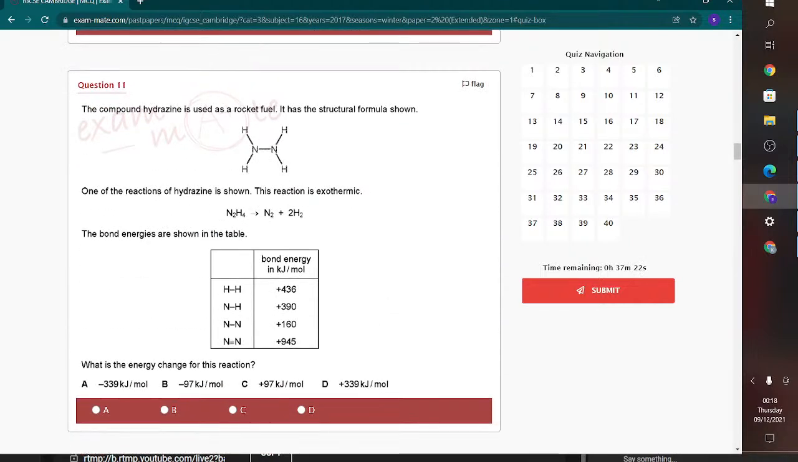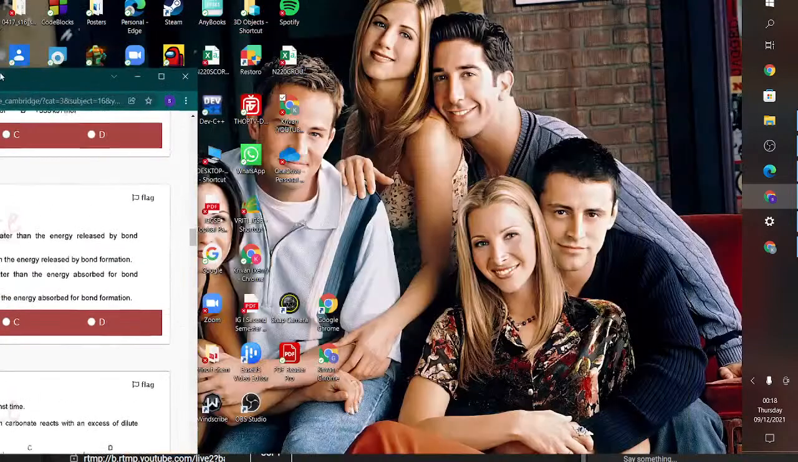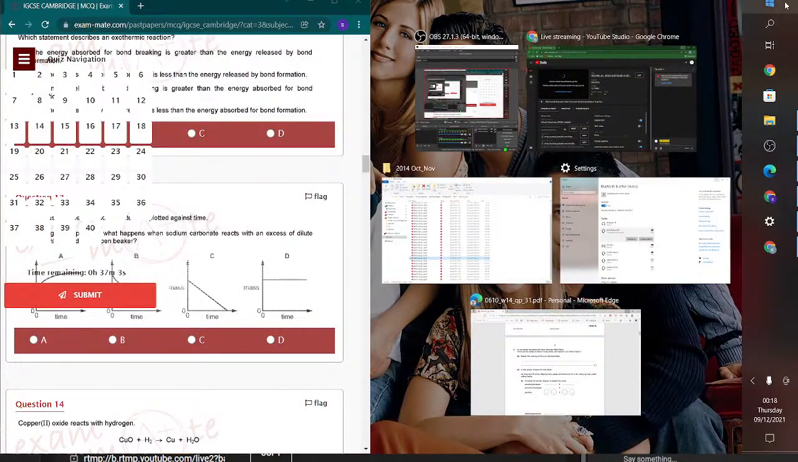Okay, all right. What is the energy change for this reaction? For this question, I'll annotate.